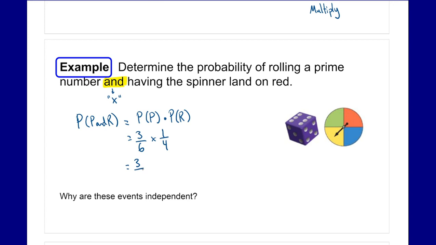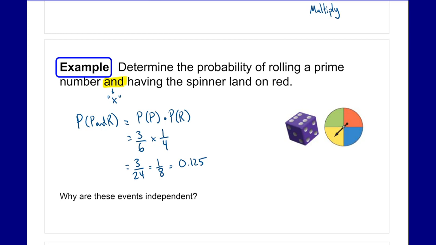which gives us 3 over 24, or 1 over 8, or 0.125, or 12.5%. So there's a 12.5% chance of rolling a prime number and spinning a red.